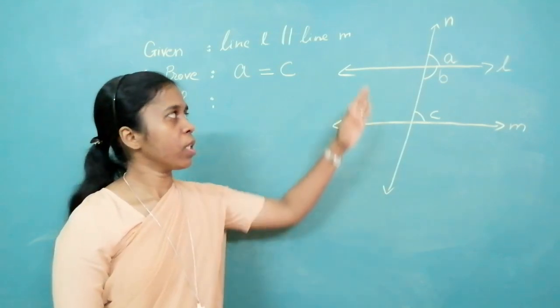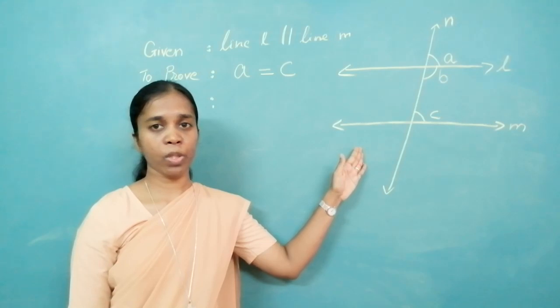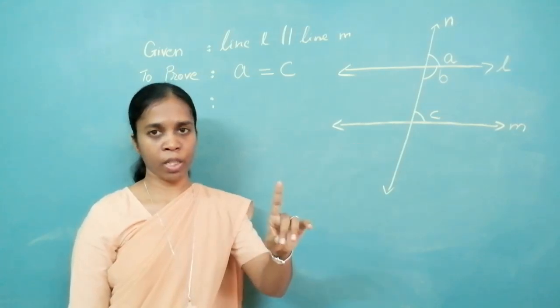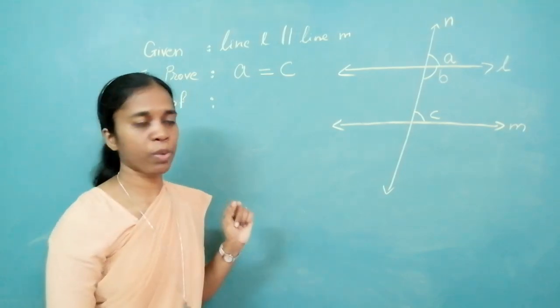What is given to me? The two lines are parallel. So far, how many properties have we learned about parallel lines? Only one. That is, the interior angles are supplementary. Okay. How do we prove it?